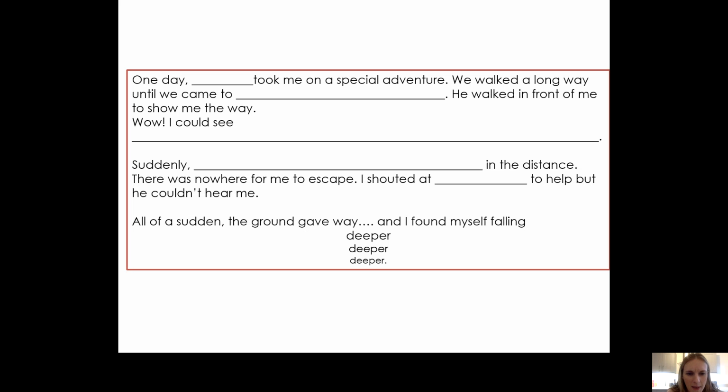I've put here, there was nowhere for me to escape. I shouted at Sam in my story to help, but he couldn't hear me. All of a sudden, the ground gave way and I found myself falling deeper, deeper, deeper. Now, look back at your opening. You might have changed that word to things like lower, lower, lower, or down, down, down, or further, further, further. So use this writing frame to help you. Make your story your own. Fantastic. So pause the video, have a go at doing plot point 4 now.